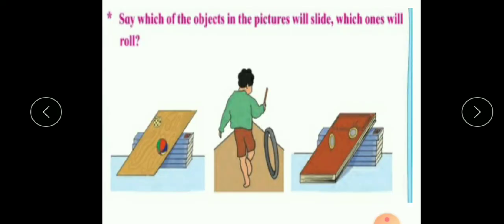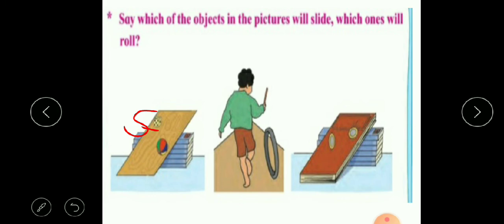See the next question now. Say which of the objects in the pictures will slide, which one will roll. So here are some pictures and you have to write which object will slide and which one will roll. So let's start one by one. See this first picture. This is a dice, and for dice flat base is there, and we know that flat object will slide. So this dice will slide. I am writing here S for slide.